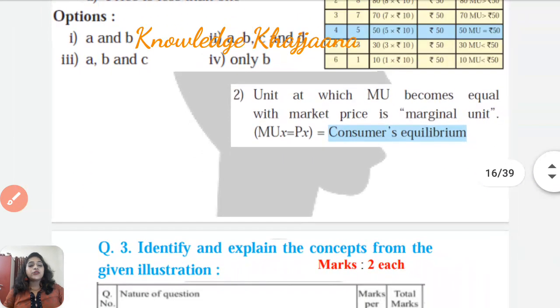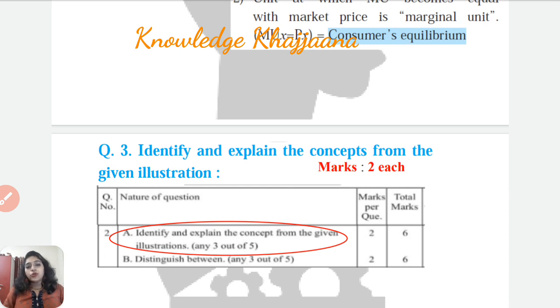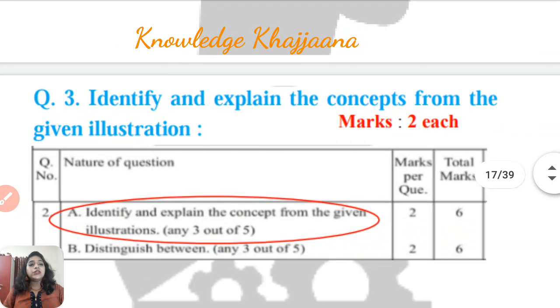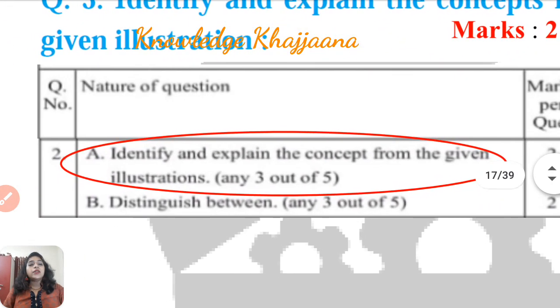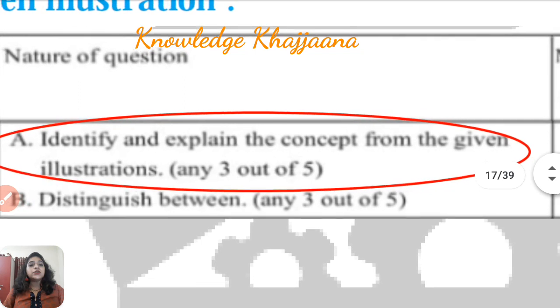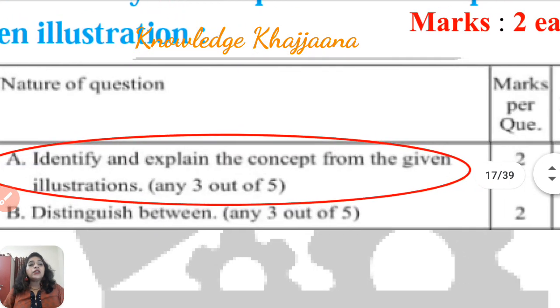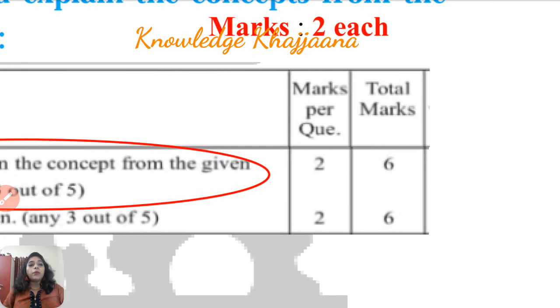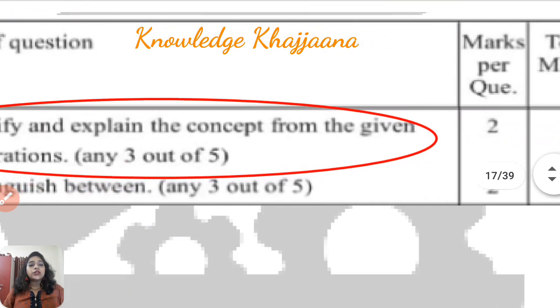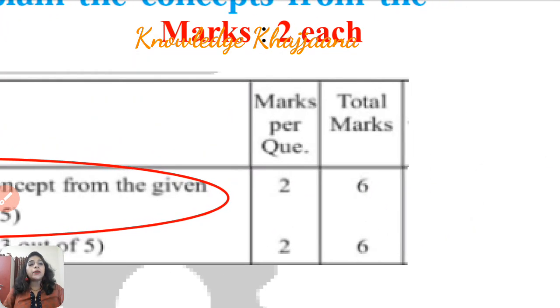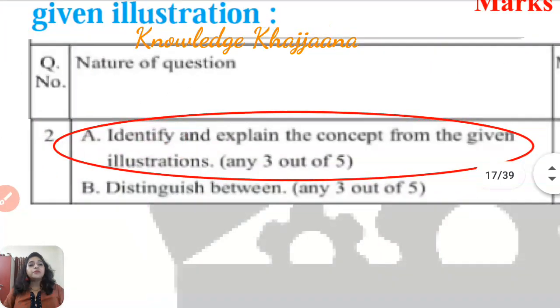Okay. Next question. Question 3, as per your exercise. Identify and explain the concepts from the given illustration, which would be asked for 2 marks. As per the paper pattern, it can be question number 2, and this subtype. Identify and explain the concept from the given illustrations. 5 questions would be given, and you have to solve any 3. Each question carries 2 marks, and you have to solve 3 questions. So total marks for this kind of question are 6.